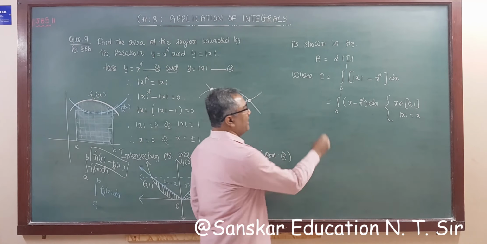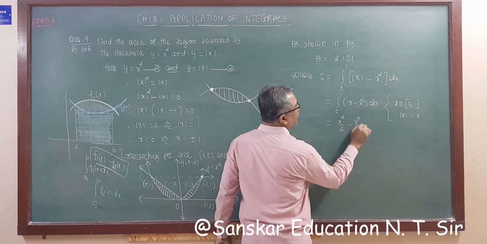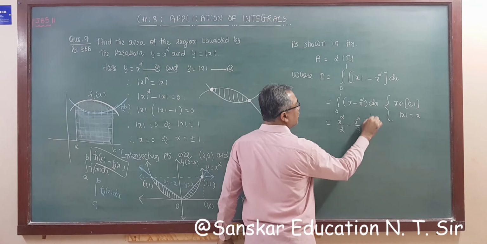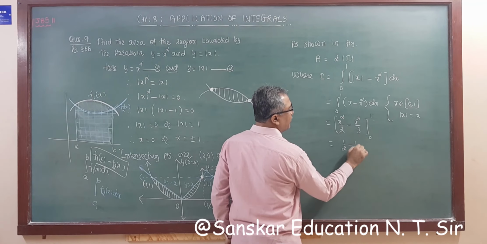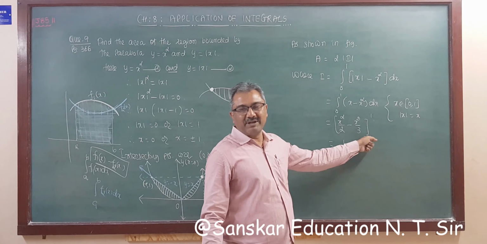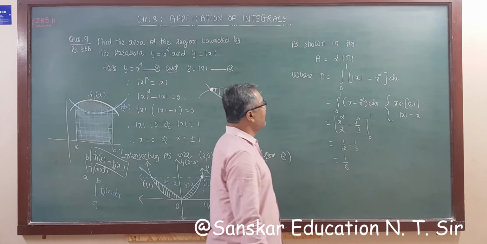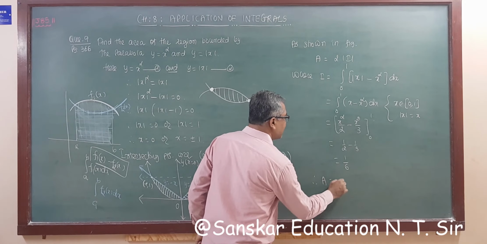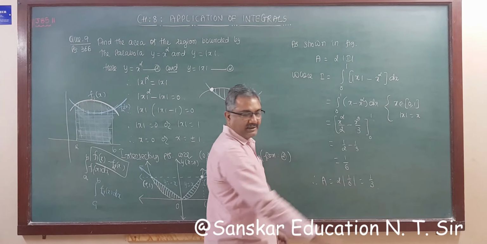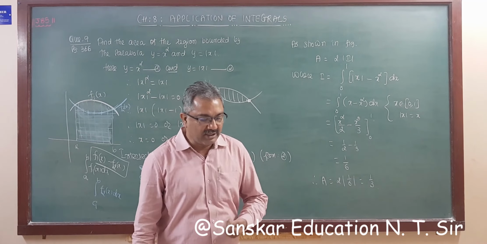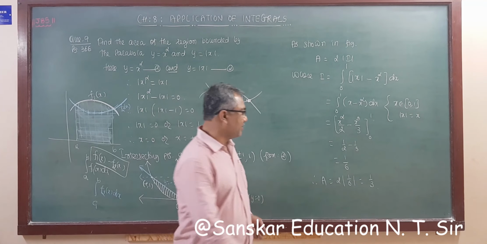So integrating this we get x square by 2 minus x cube by 3, and the limits are 0 to 1. Substituting 1 we get 1 upon 2 minus 1 upon 3, and if we substitute the lower limit, the answer is 0. So taking LCM we get 1 upon 6. So the required area A is equal to 2 times modulus of 1 upon 6, that is 1 upon 3. That is the answer. Okay, so this is your answer.